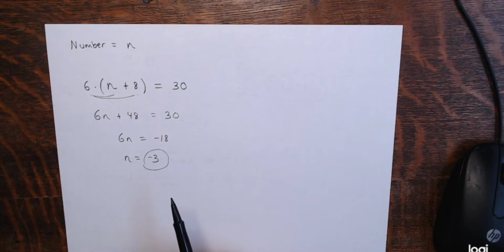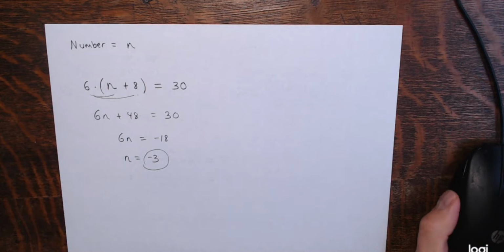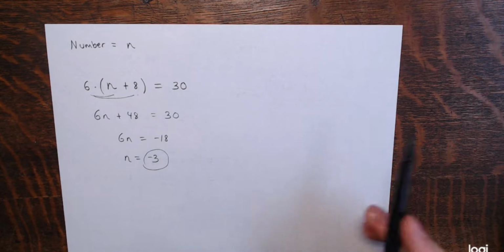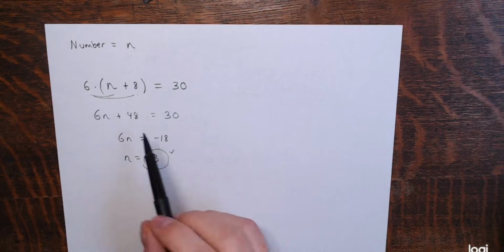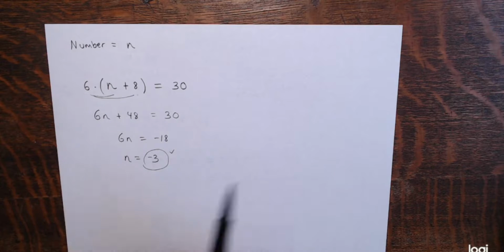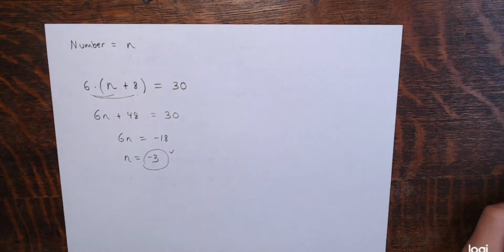There's no other number. Like in the last problem, we had to find 2 numbers, right? 2 consecutive integers. And then check it, negative 3 plus 8. The sum of negative 3 and 8 is 5. 6 times 5 is 30. That indeed works out. So negative 3 is the number in question.